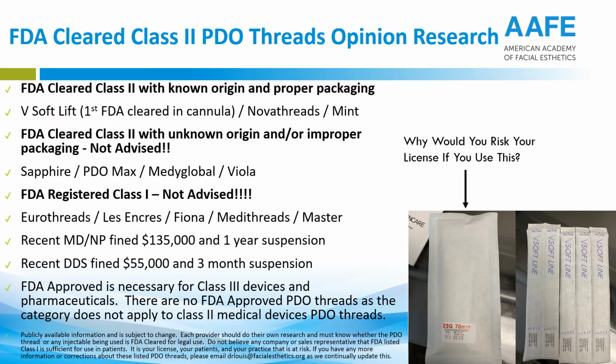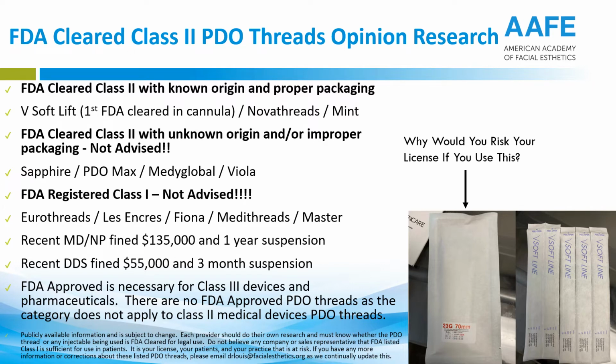And now this is in the AAFE's opinion. What do we look for? FDA cleared Class 2, known origin of the product. We know what the manufacturer is, and it's got to be one of the well-known manufacturers. Only 5 of them in the world that really are going to have an FDA cleared PDO thread. And the FDA does have requirements for proper packaging as well.